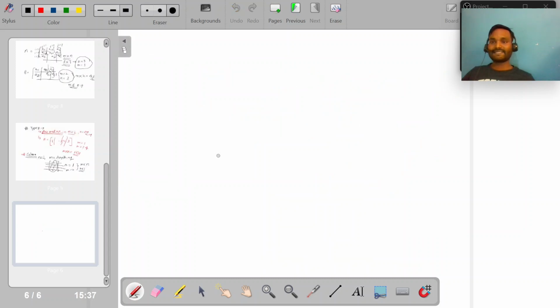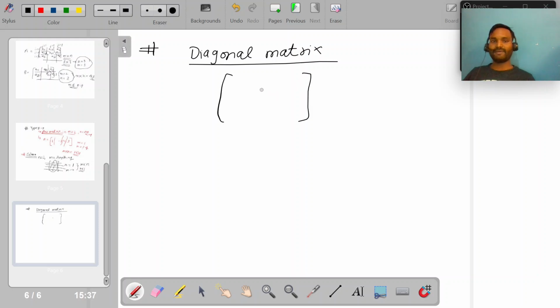The next type of matrix is the diagonal matrix. This is a very important matrix. So if we study the diagonal matrix, before going to understand the diagonal matrix, we will first understand what a general matrix is.